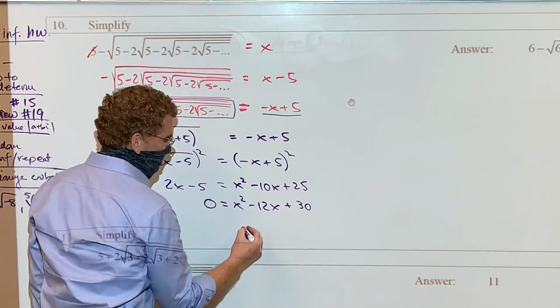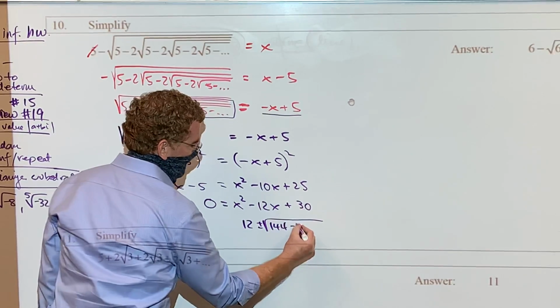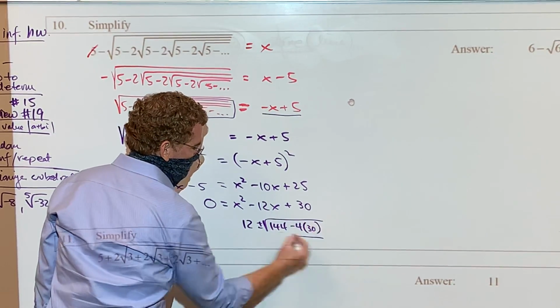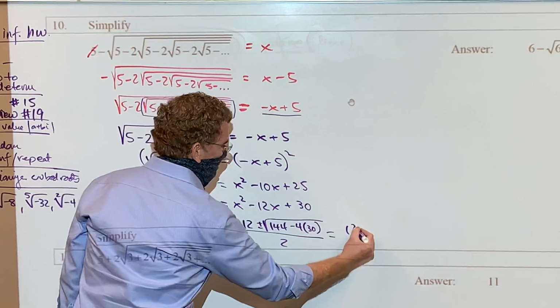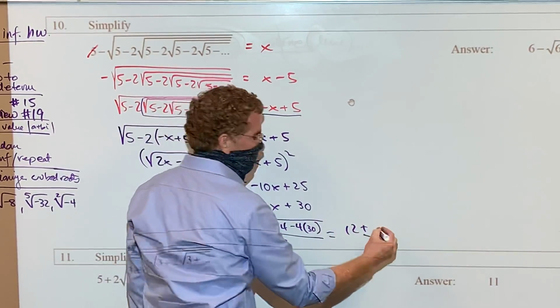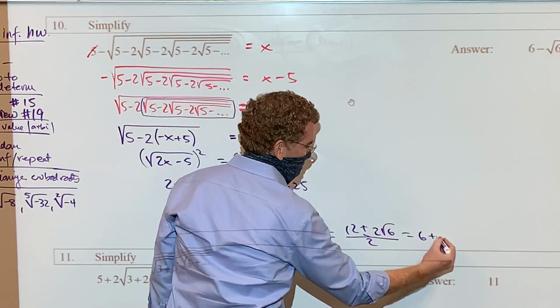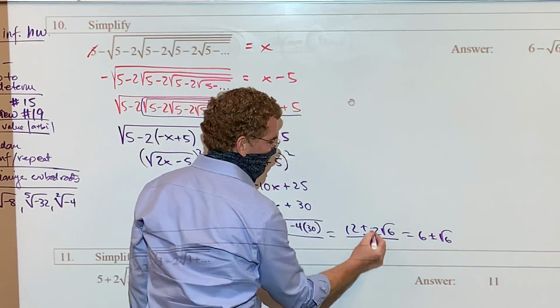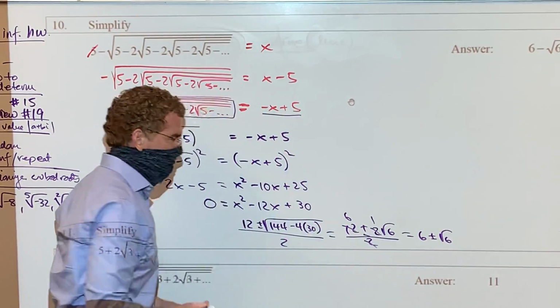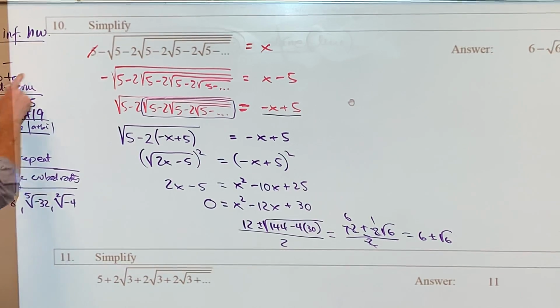So right here, I would go negative b plus or minus the square root of b squared, which is 144, minus 4 times a times c, all over 2a. And you get 12 plus or minus the square root of 144 minus 120, which is 24. The square root of 24 is 2 root 6. And when I divide that by 2, I get 6 plus or minus root 6 because the 2 cancels. And then for those of you that are wondering about the plus or minus, we'll go ahead and talk about that.